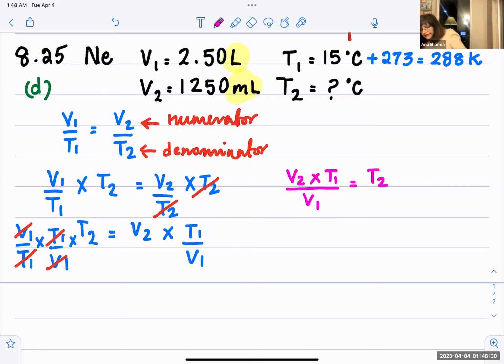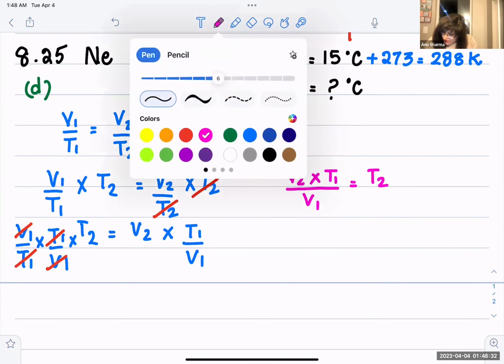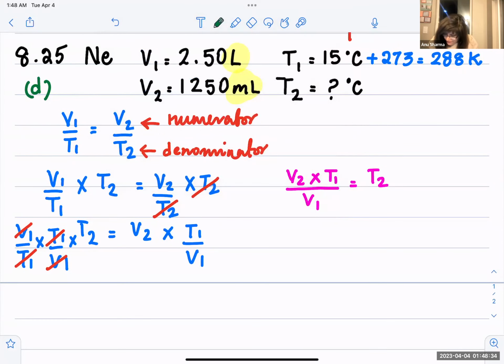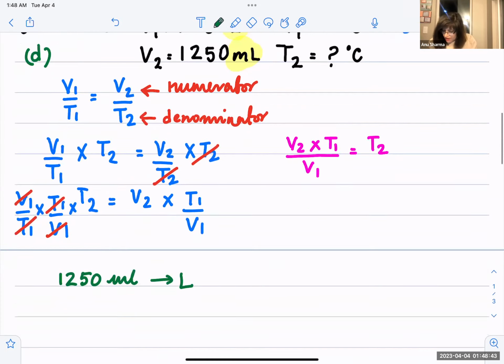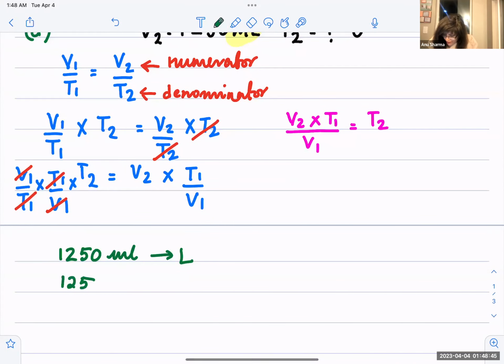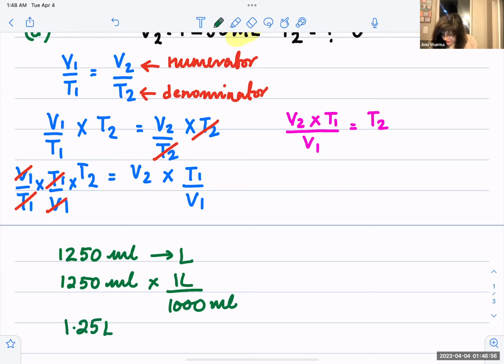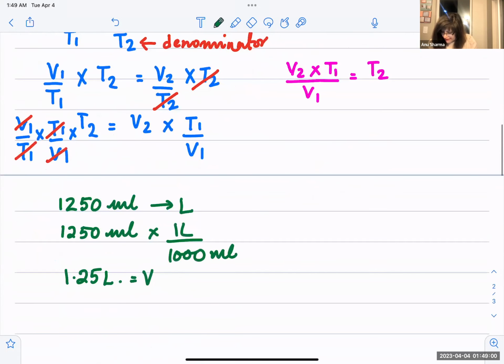Okay, now plug in the numbers. Another thing that we need to do is, we are given 1250 milliliters. So convert that into liters: 1250 milliliters times 1 liter over 1000 milliliters, and that gives you 1.25 liters. Okay, so this is the second volume, V2.